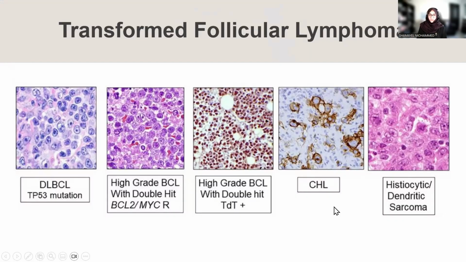Now, the last thing that I would like to bring to your attention is that most small B-cell lymphomas can undergo transformation. Follicular lymphoma is known to undergo transformation, and the various types it can present with are diffuse large B-cell lymphoma, or a high-grade B-cell lymphoma, or what used to be called double-hit lymphoma. It could be a high-grade B-cell lymphoma with TdT positivity. Rare cases of transformation to classical Hodgkin lymphoma or histiocytic dendritic cell sarcomas have also been reported. Let's look at one example and we'll wrap it up for today.